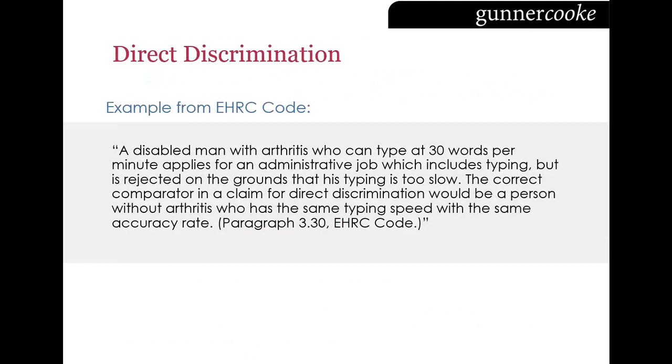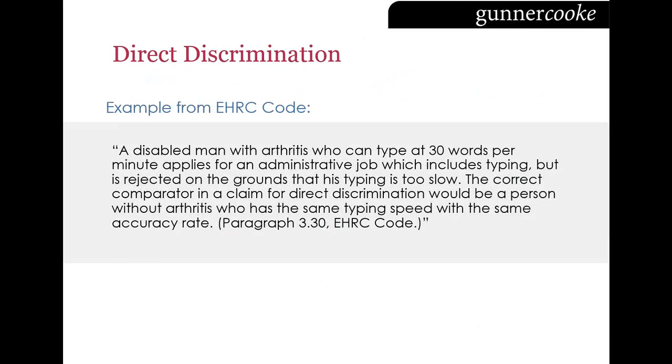Now, the example from the Equality and Human Rights Code of Practice of direct discrimination, the comparator, is on the slide. So it's a disabled man with arthritis who can type at 30 words per minute. He applies for an administrative role which includes typing, but he's rejected on the grounds that his typing is too slow. Now, the correct comparator in the claim for direct discrimination would be a person without arthritis who has the same typing speed with the same accuracy rate.